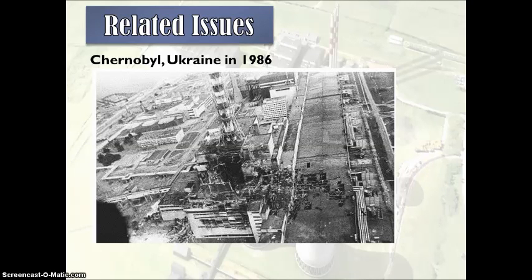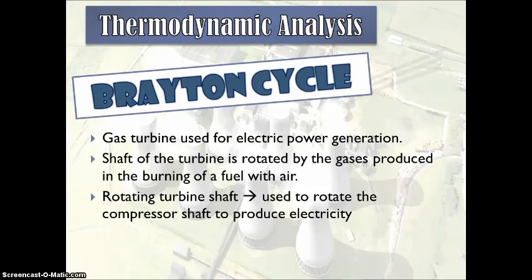across Europe. The thermodynamic analysis that we carried out that is related to the nuclear power plant is the Brayton cycle. In the gas turbine used for electric power generation, the shaft of the turbine is rotated by the gases produced in the burning of a fuel with air.